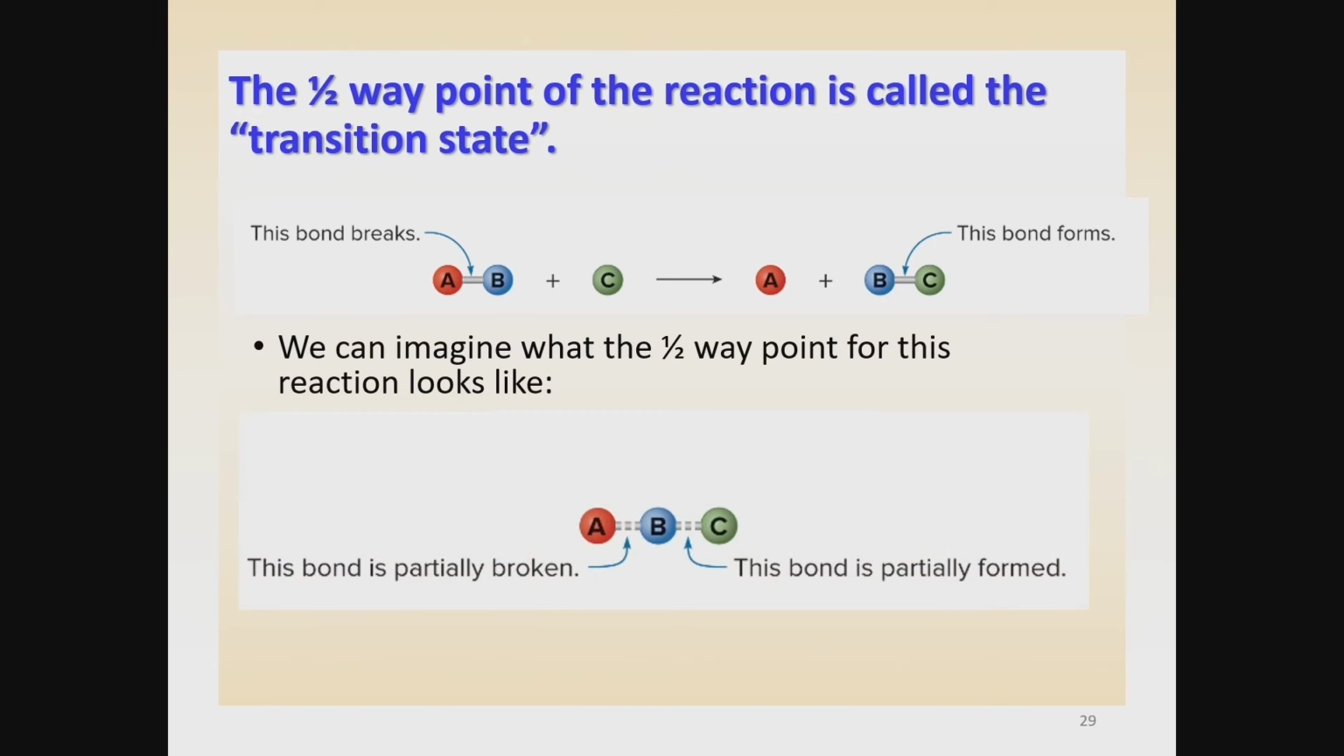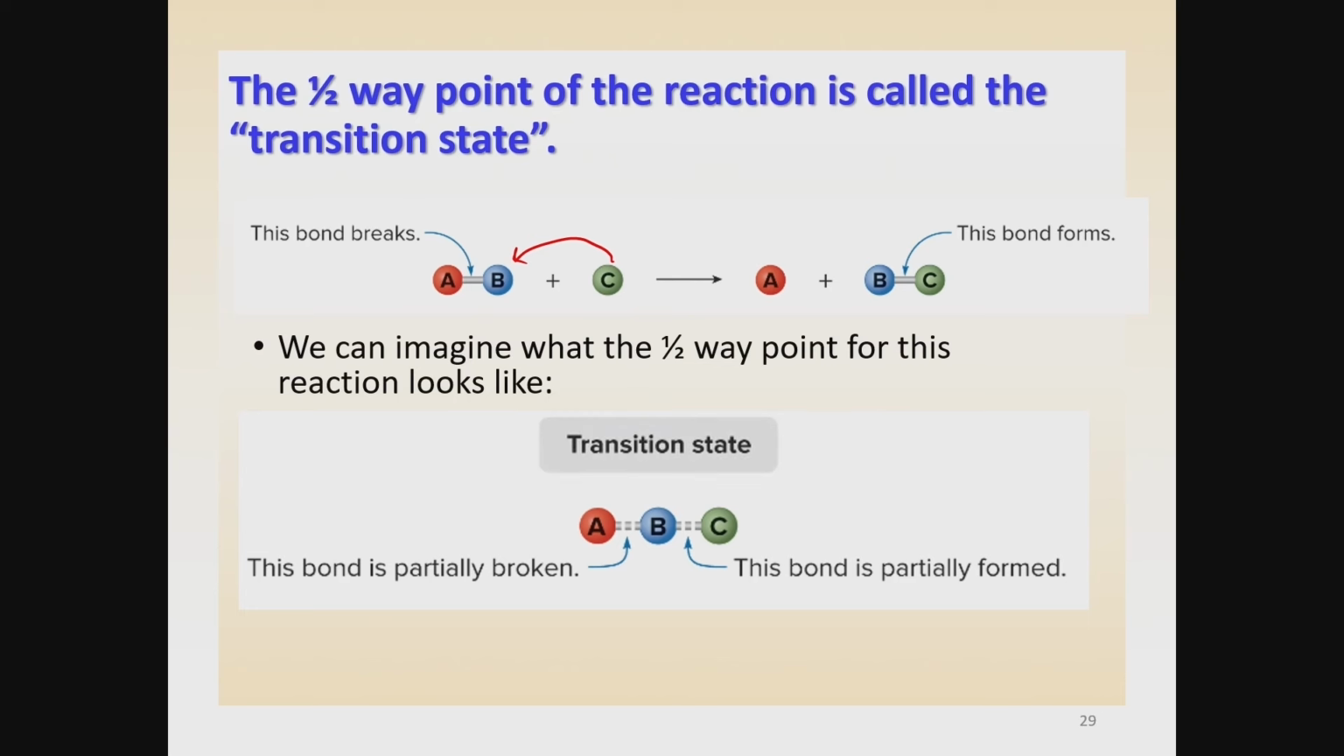And so the halfway point looks like this. You have B here in the center, and then what has happened is C has struck B, and you can see as C is striking B, it is kind of halfway to forming a bond with B, but at the same time, as C is striking B, it's pushing off A, and so the bond between B and A is halfway broken. And so this middle point in the reaction has a particular name.